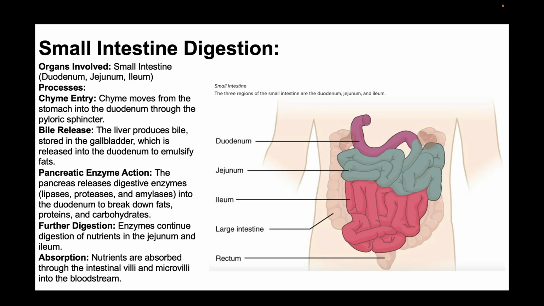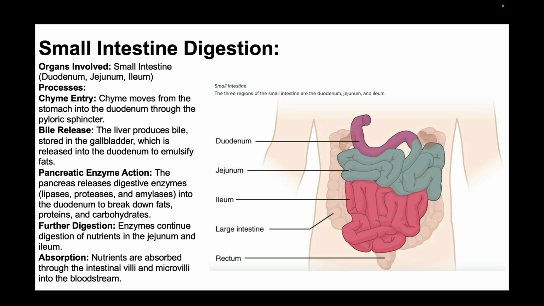The small intestine is the body's major digestive organ. After food leaves the stomach, it enters the small intestine through the pyloric sphincter and lands in the duodenum. The liver churns out bile, which is stored in the gallbladder. When needed, this bile is released into the duodenum to break down fats.